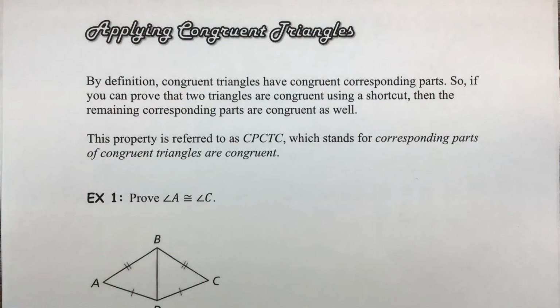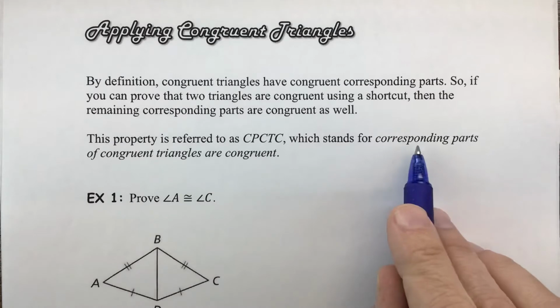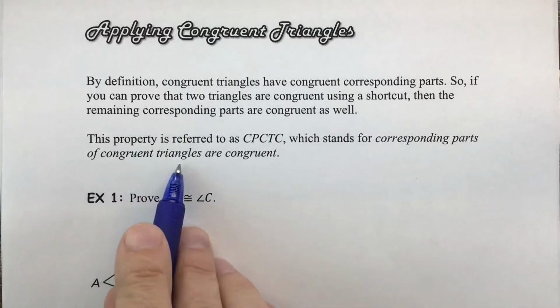Applying congruent triangles. By definition, congruent triangles have congruent corresponding parts. So if you can prove that two triangles are congruent using a shortcut, then the remaining corresponding parts are congruent as well. What that means is that if we can prove that two triangles are congruent with a shortcut, maybe like side, side, side, which didn't require us to know anything about the angles, we can actually conclude that the corresponding angles would be congruent. This property is referred to as CPCTC, which stands for corresponding parts of congruent triangles are congruent.